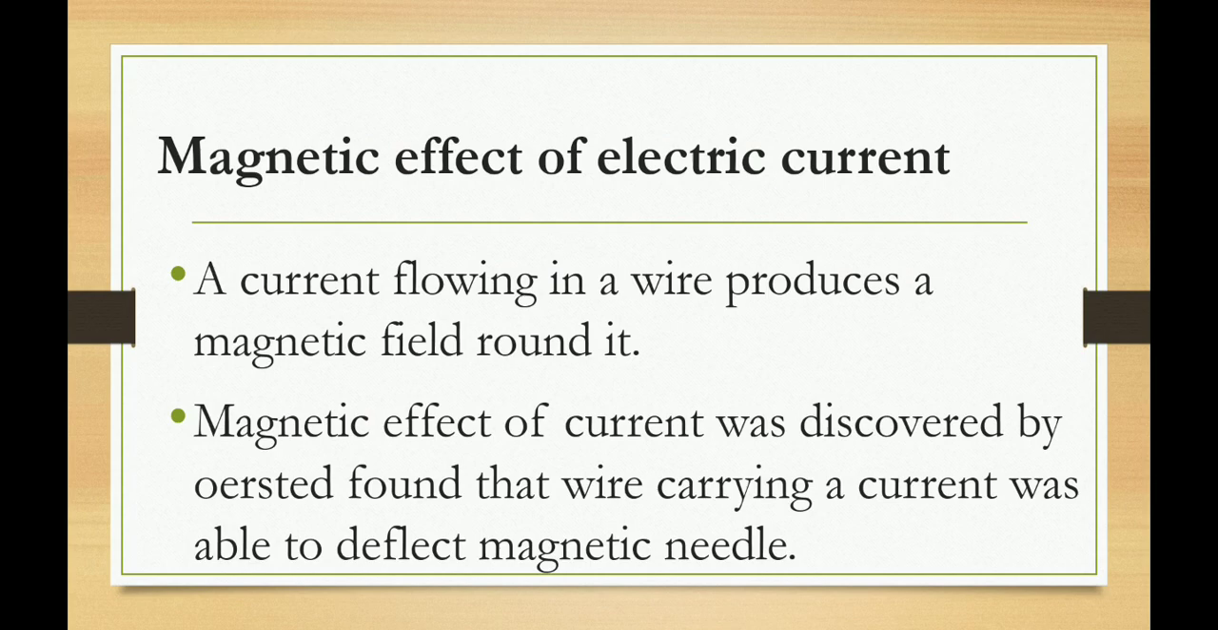Next, magnetic effect of electric current. A current flowing in a wire produces a magnetic field around it. The magnetic effect of current was discovered by Oersted, who found that a wire carrying a current was able to deflect a magnetic needle. So here, when current flows through that conductor, the conductor will behave like a magnet. This phenomenon we call the magnetic effect of electric current. This was first observed by Oersted. He found that a wire carrying current was able to deflect a magnetic needle.